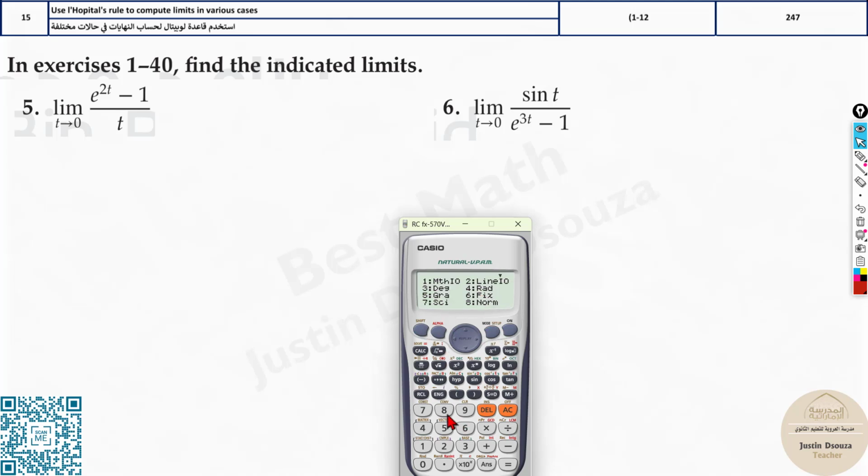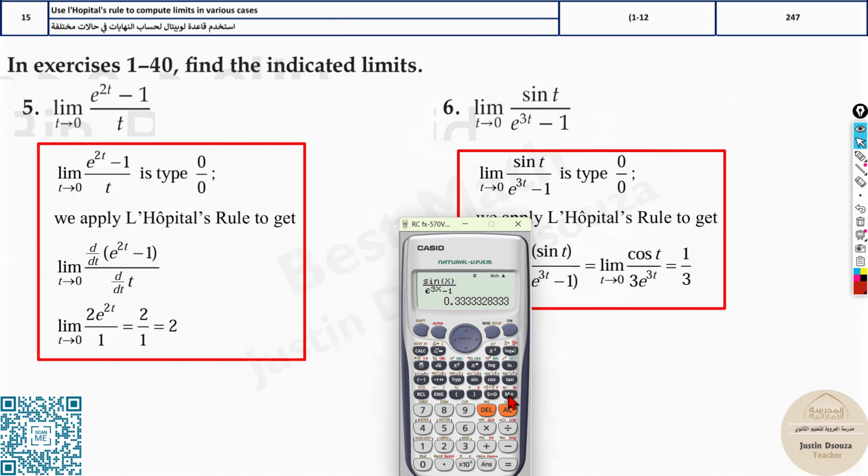Shift, mode, and option number 4. Now it's in radian. Now I can calculate at minus 0.0001. And this is the correct answer. It's 0.333. That's 1/3. Let's try it at the positive 0.0001. And what is it? Again, it's 0.33. So it's 1/3. Why? Because if you put a lot of 3's in the calculator, automatically it gives you 1/3.